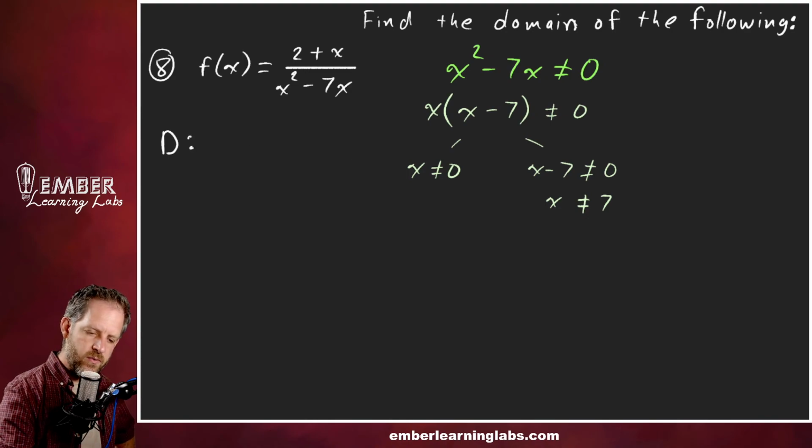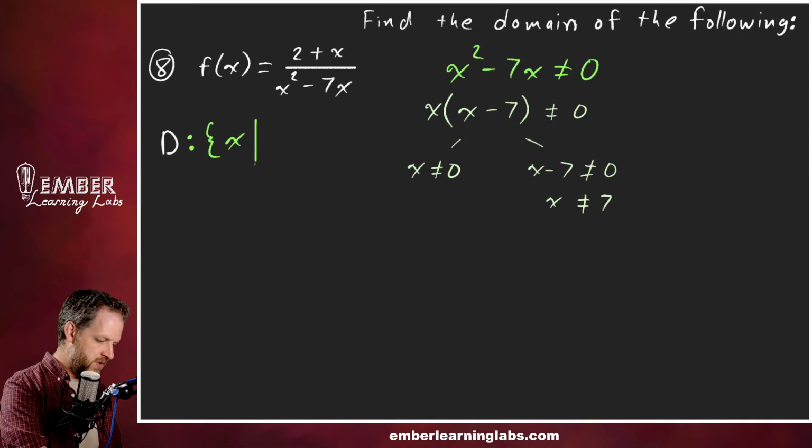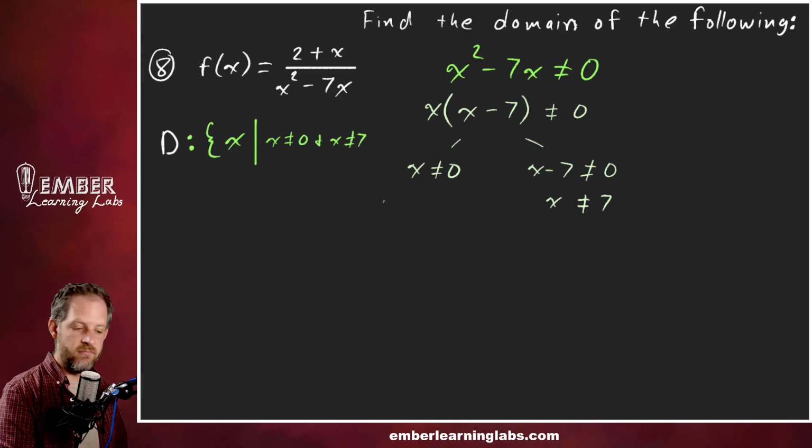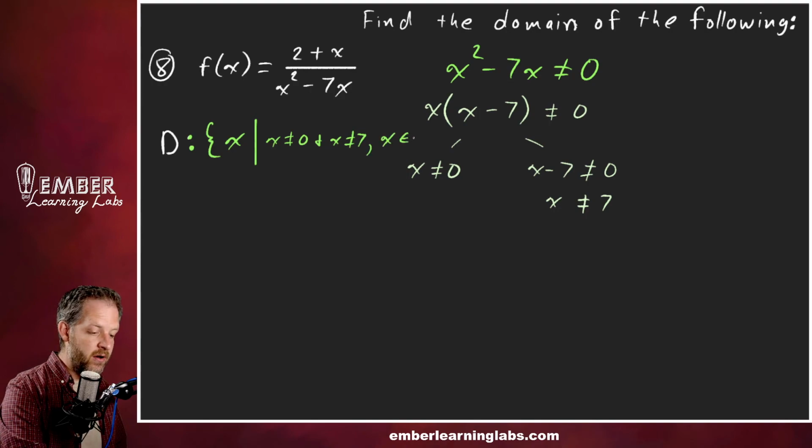It shouldn't go to white. That's a mistake. How about back to green? x such that x does not equal 0 and x does not equal 7, and then x is a member of the real numbers. Oops. Yeah, no, that's right.